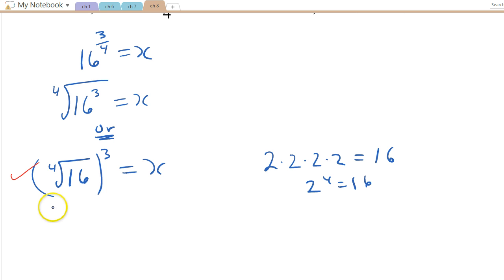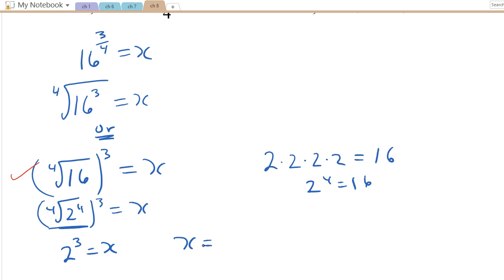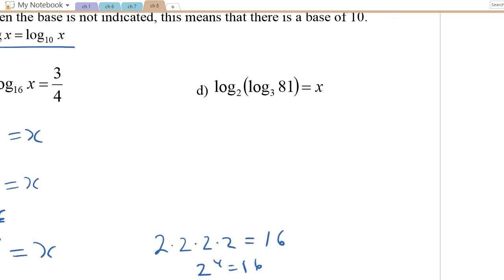So what is the fourth root of 2 to the fourth? This part here, the fourth root of 2 to the fourth, is simply 2. So we have 2 cubed is equal to x. So my x is going to be equal to 8. All right, one more over here.